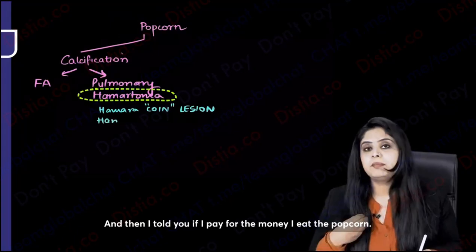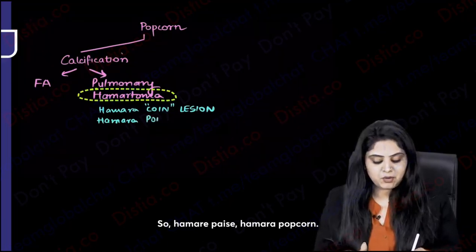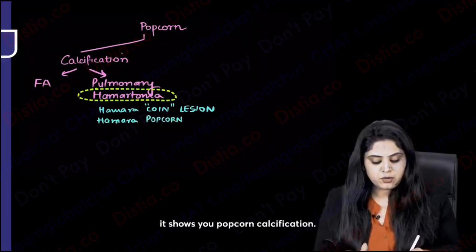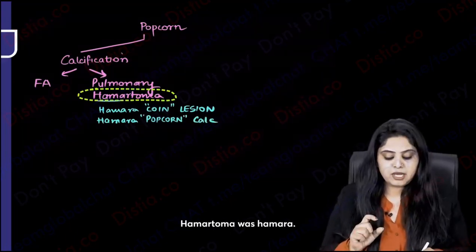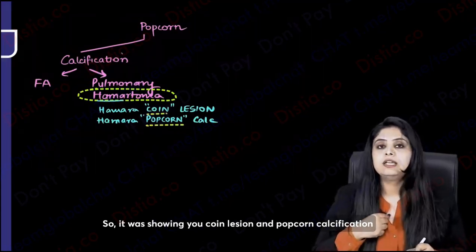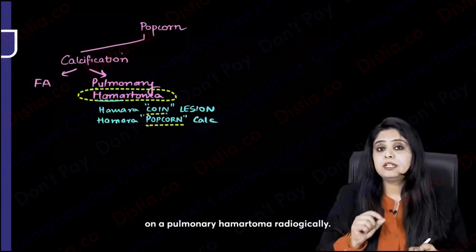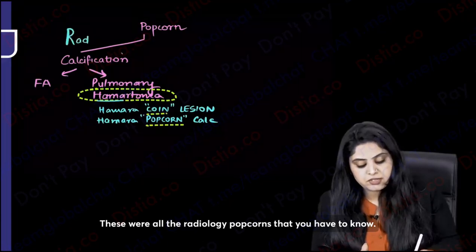And then I told you, if I pay for the money, I eat the popcorn. So hamare paise, hamara popcorn. Hamara popcorn meant that it shows you popcorn calcification. That was all hamartoma: hamare paise, hamara popcorn. So it was showing you coin lesion and popcorn calcification on a pulmonary hamartoma radiologically. These were all the radiology popcorns that you had to know.